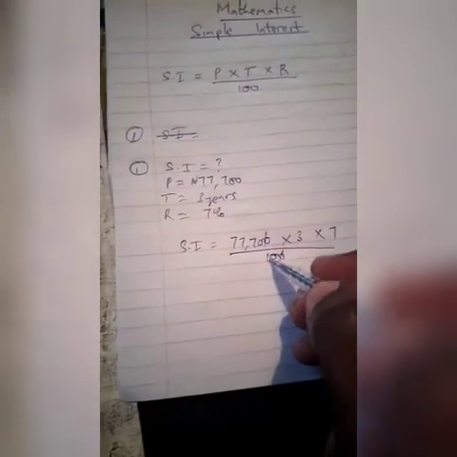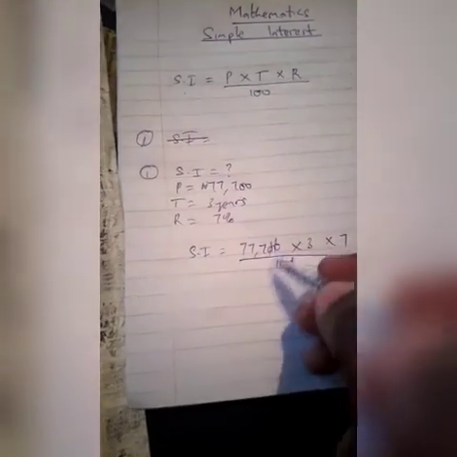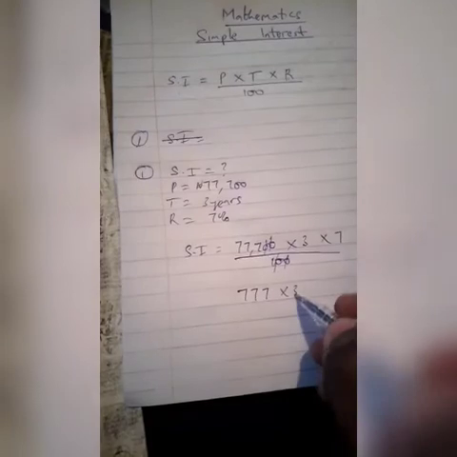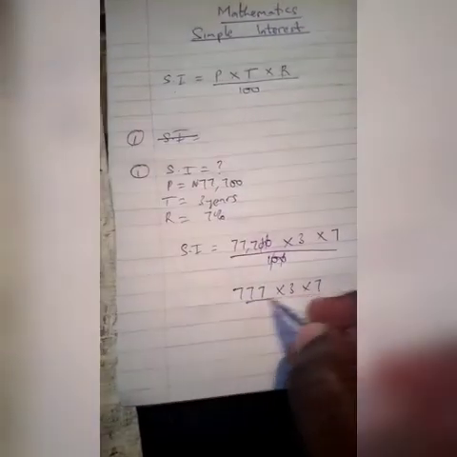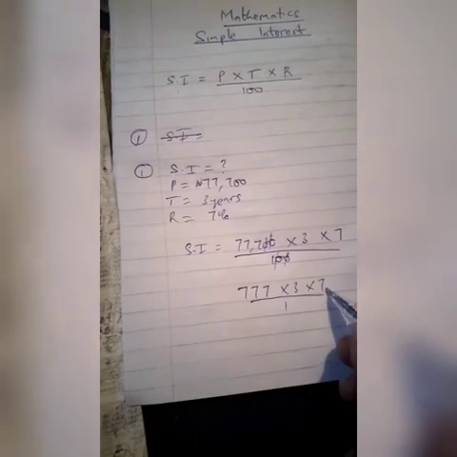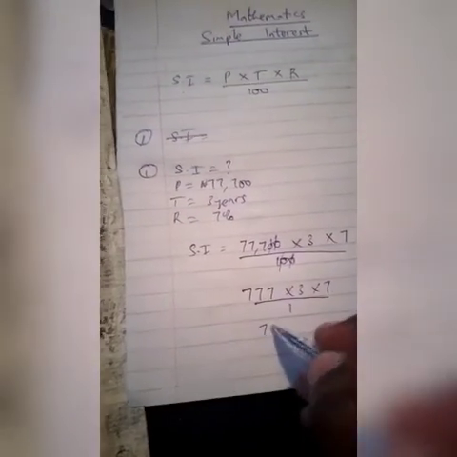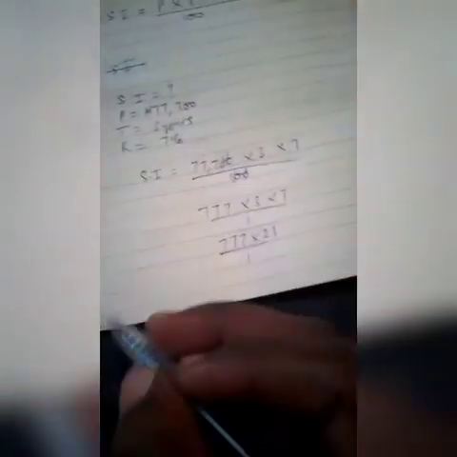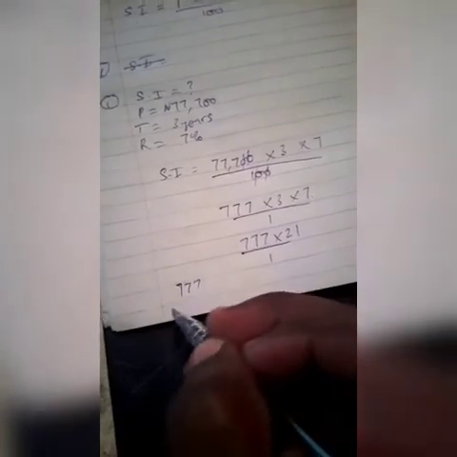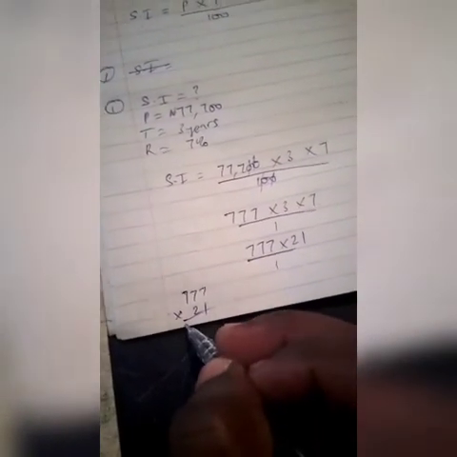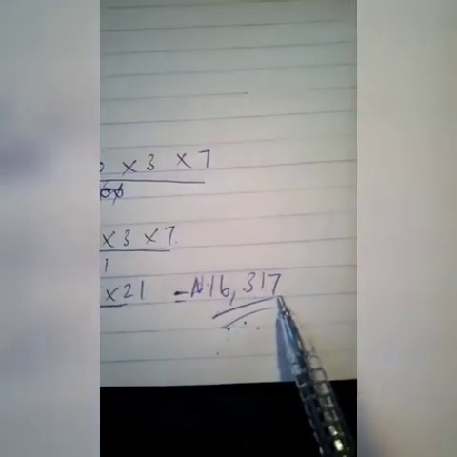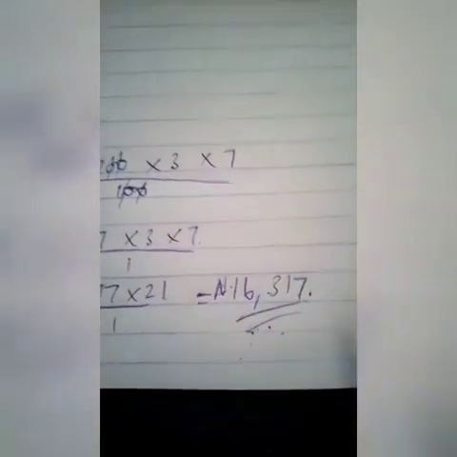Let's do a simple calculation. 0 cancels 0, 0 cancels 0. So this is what we have left: 777 times 3 times 7 over 1. 3 times 7 will give you 21. So we have 777 times 21. Do that multiplication on your own. When you multiply these two together, you will get 16,317. And that is your simple interest.